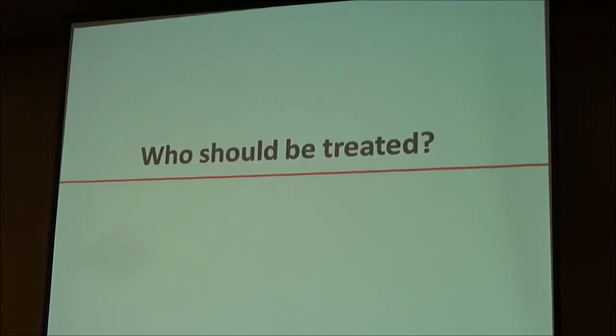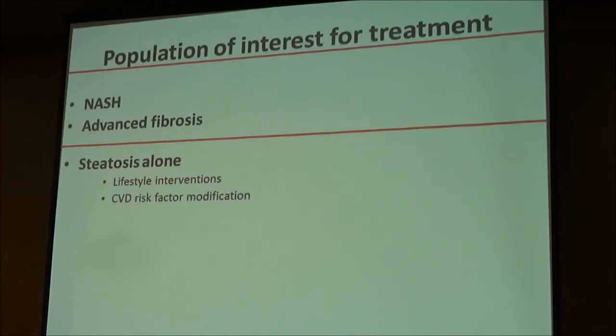So who do we want to treat? Well, I've mentioned to you that simple fat in the liver doesn't cause harm. However, the fat in the liver, NASH, does cause harm, and over time can develop into advanced fibrosis or cirrhosis. So certainly those are the patients that are of high priority for us to treat, those patients that we know have NASH, and certainly those that have fibrosis. I showed you increased mortality in patients that have stage two or higher.